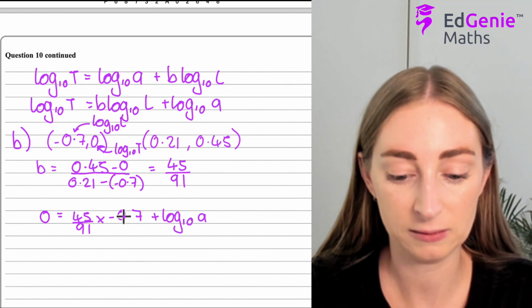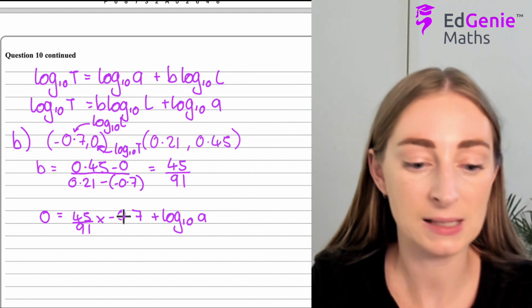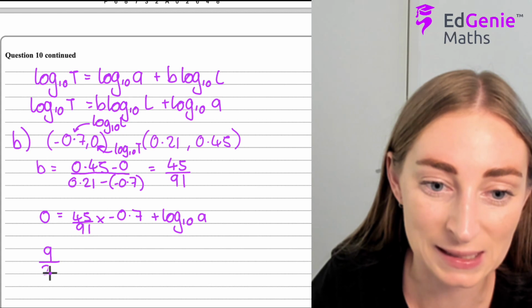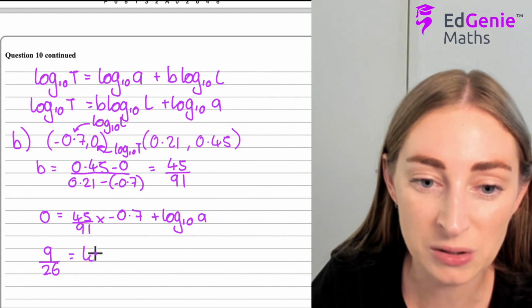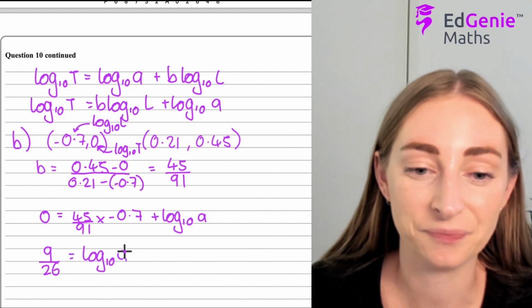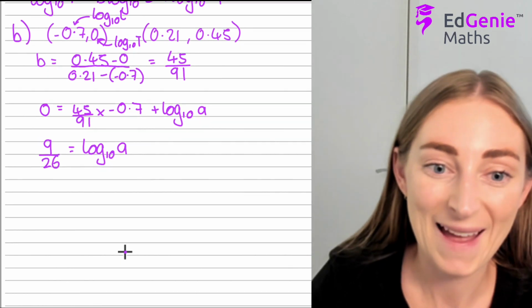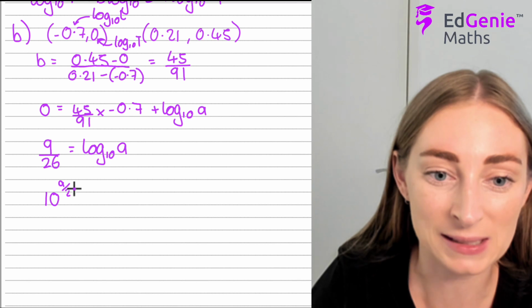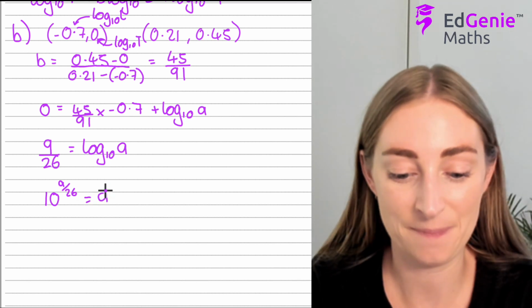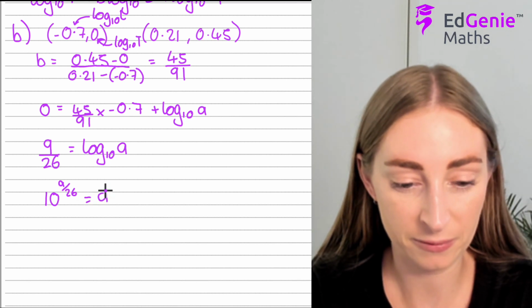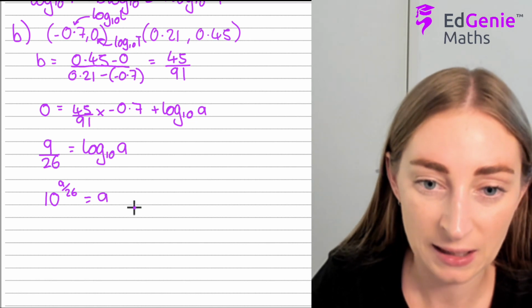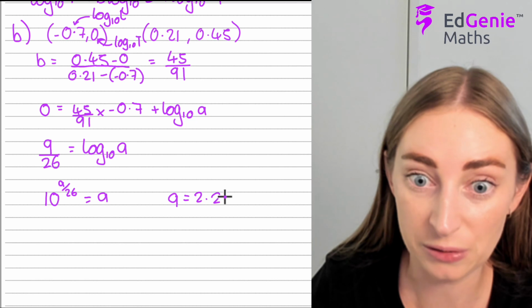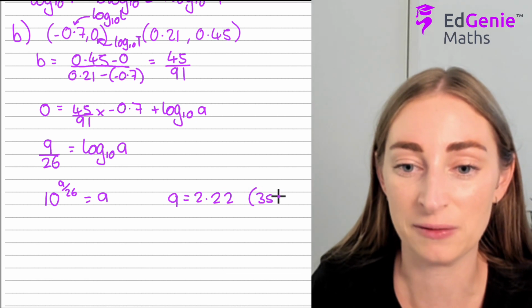So this is minus 9 over 26. So I can rewrite this as 9 over 26 equals log to base 10 of a. So this means that 10 to the power of 9 over 26 equals a. 10 to the power of my answer. And I have got a equals 2.22. And that's to 3 significant figures.